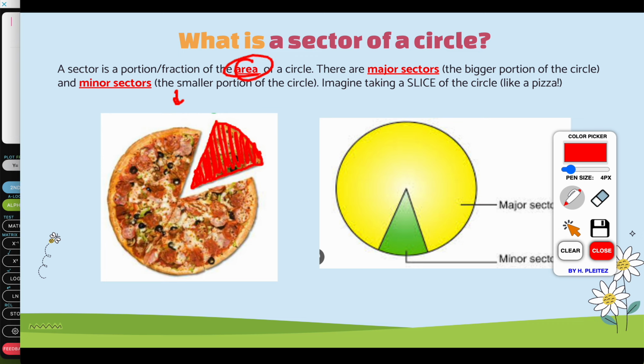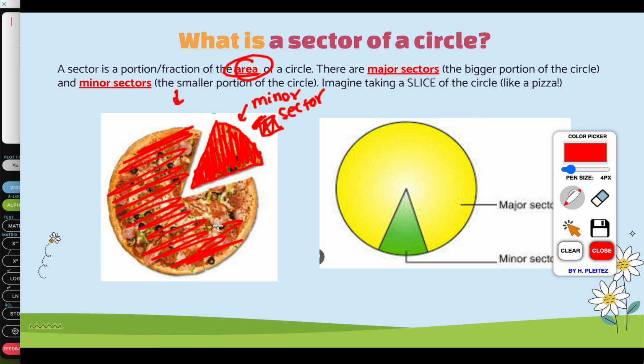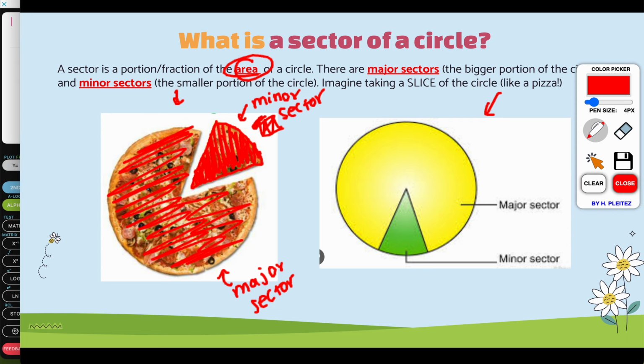So when we slice up our circle, there are going to be major sectors and there are going to be minor sectors. The minor sectors are the smaller portion. In this case, this one slice is the minor sector. But we still have this whole big portion of the circle that's created when we take that slice, and that is going to be our major sector. We're not always going to have nice images of pizza, so this diagram on the right gives us a nice representation of a general circle, where in green we have our minor sector, and in yellow we have our major sector.